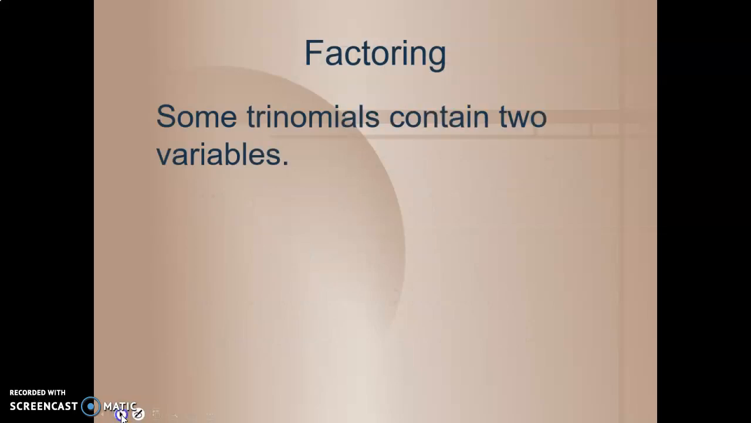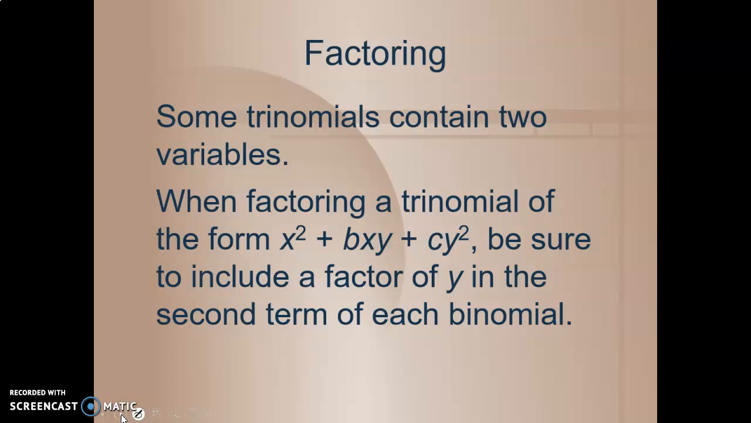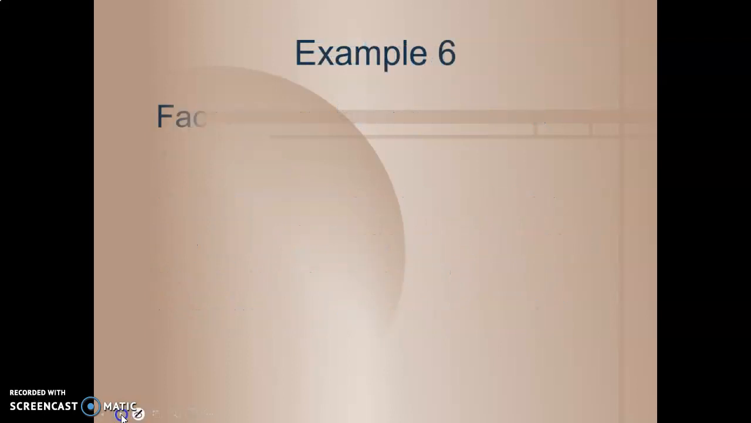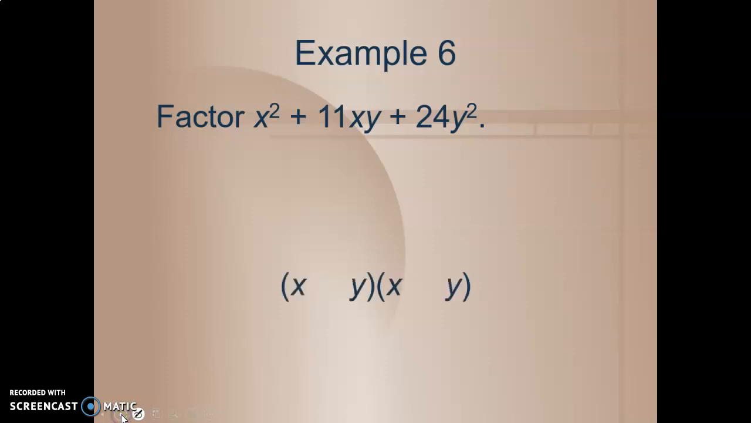Some trinomials contain two variables. When factoring a trinomial of the form x squared plus bxy plus cy squared, be sure to include a factor of y in the second term of each binomial. Let's take a look at what that looks like. We want to factor x squared plus 11xy plus 24y squared. The first thing that we want to do is split our x factors, x times x, but in this case, we also want to split our y factors into the second term of each binomial, y times y.